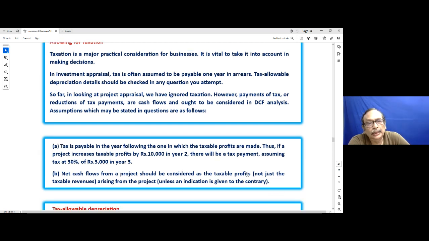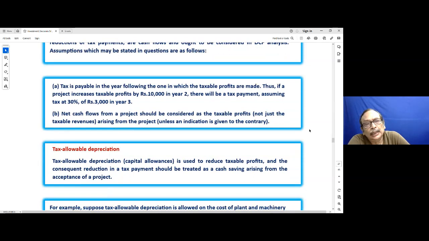So far, in looking at project appraisal, we have ignored taxation. However, payments of tax or reductions of tax payments are cash flows and ought to be considered in discounted cash flow analysis. Assumptions which may be stated in questions are as follows. Tax is payable in the year following the one in which the taxable profits are made. Thus, if a project increases taxable profits by 10,000 in year 2, there will be a tax payment, assuming tax at 30%, of rupees 3,000 in year 2.